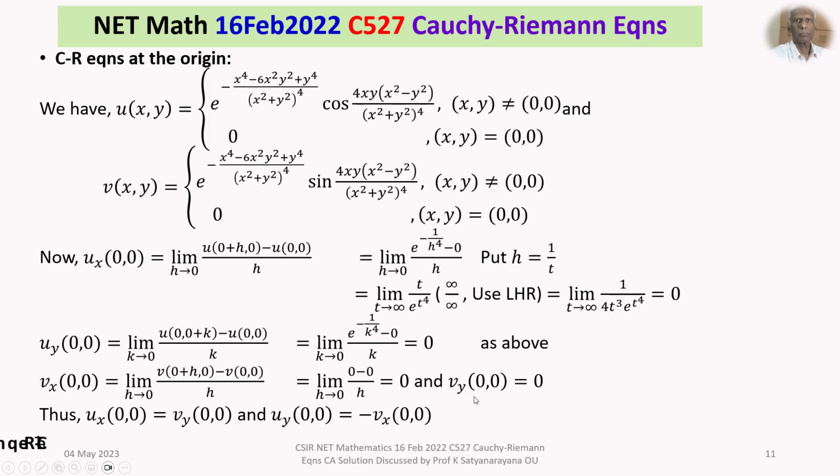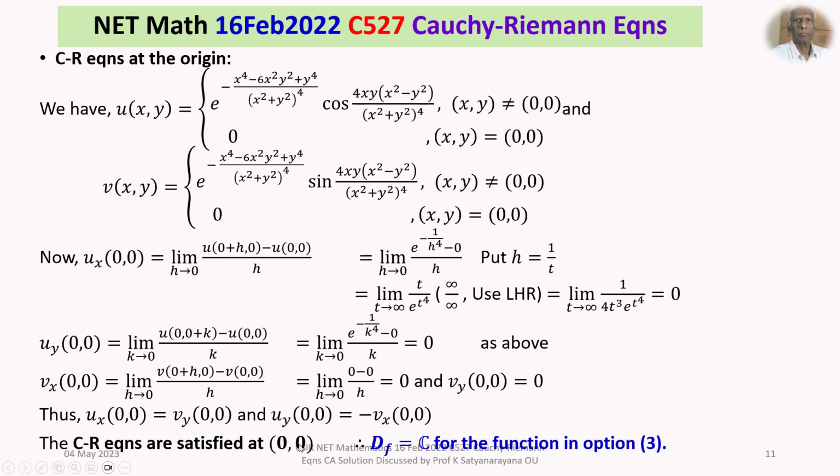So thus the Cauchy-Riemann equations are satisfied at the origin. So when z is not equal to 0, the Cauchy-Riemann equations are satisfied. When z is equal to 0, the Cauchy-Riemann equations are satisfied. Therefore, the domain is the whole of C for the function in option 3. So the answer to this question is option 3.